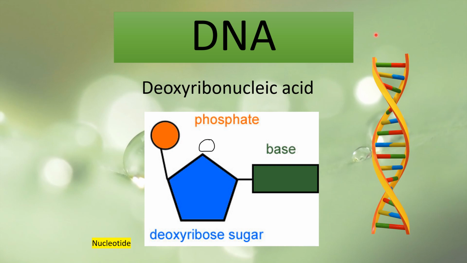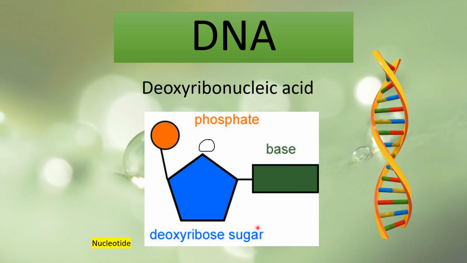Now let's look at the basics of DNA. DNA stands for deoxyribonucleic acid. DNA is composed of a pentose sugar, a phosphate, and some cyclic bases containing nitrogen known as nitrogenous bases. Now the phosphate, the sugar, and the nitrogenous base combine together to form one nucleotide, which is the monomer that forms the DNA.